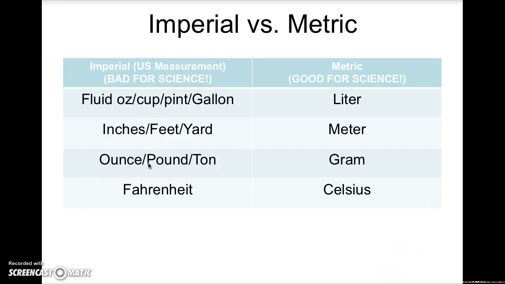When it comes to mass or weight, we have ounces, and we have pounds, and we have tons in our imperial system in the United States of America. But in the metric system, they have grams. So milligrams, centigrams, grams, kilograms. And then lastly, when it comes to temperature, in America, we use Fahrenheit, and maybe it's 60 degrees where you're at right now. But in the metric system and internationally, they use Celsius. So if you've ever traveled anywhere, you might see that the weather forecast is going to be in Celsius.